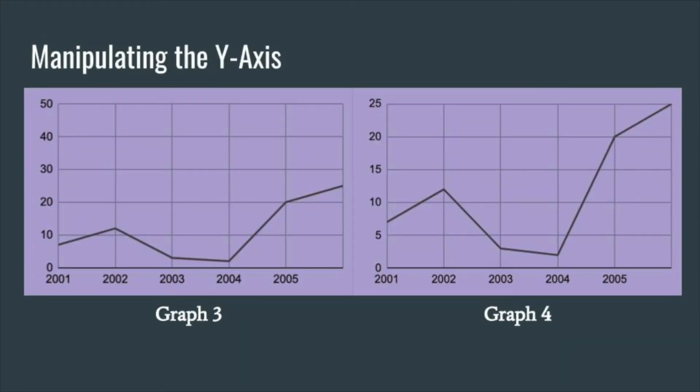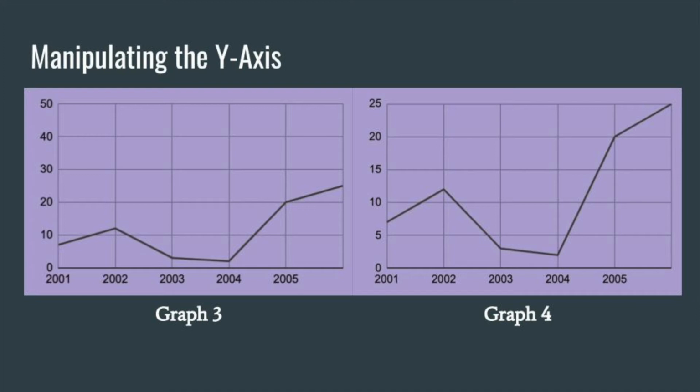On this next slide, we're going to talk about manipulating the y-axis. Taking a look at graph 3 and 4, again, we can see that from afar, they look quite different, but looking closer, each individual data point is actually the same. Now, why this happens is different from the previous slide.